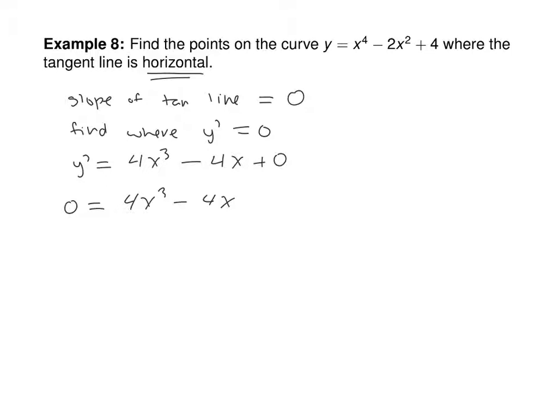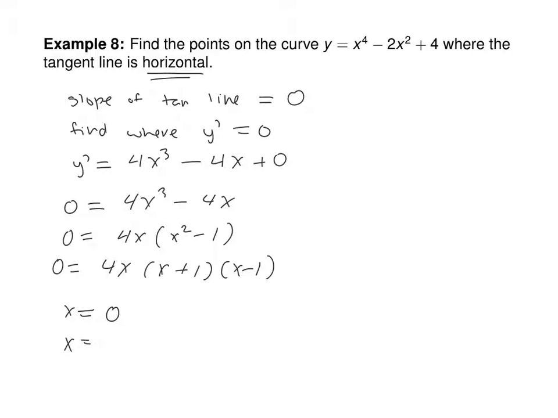Does that make sense? Okay, now how do you solve that? You can factor it, yep. There's a greatest common factor of 4x, x squared minus 1, x plus 1, x minus 1. So how many x's will give us a place where the tangent line is horizontal? X equals 0, and also negative 1 and then positive 1, right? Is everyone okay with that?